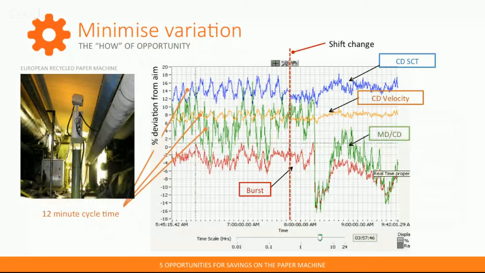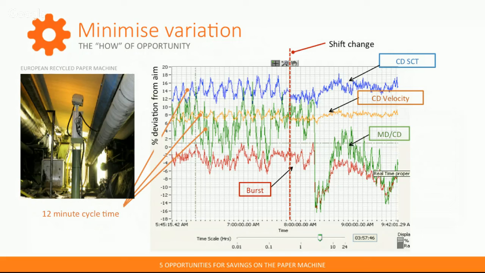Here's a great plot. Have a look, it's pretty busy. This was a great result for the mill we were working at. You can see it on the left there, set up under the sheet, the sensor. The top plot, the blue plot, is CD SCT as we would measure it. Then there's CD velocity, and then the green is the MD-CD ratio as we measure it, and then finally the red is burst as we measure it.